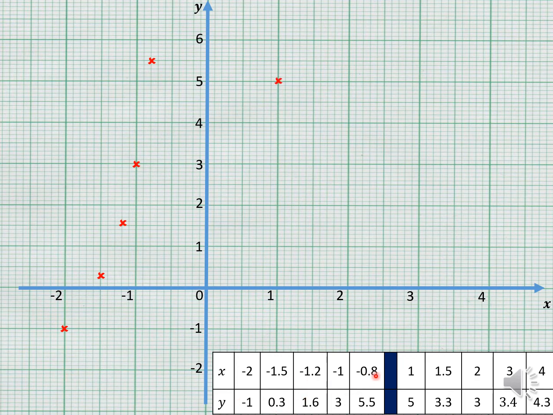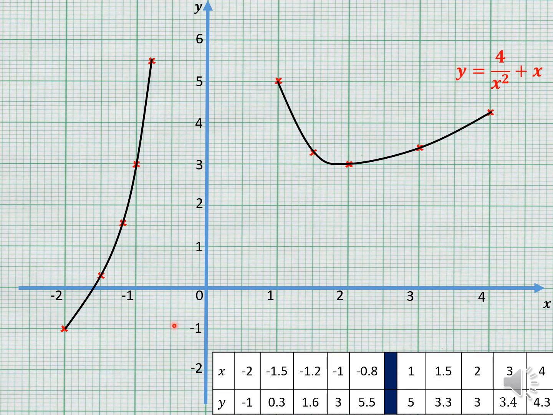So when I come to 1, 1.5, 3.3, 2, 3, 3, 3.4, the one that I have calculated, and 4, 4.3. When you have drawn them, after you have drawn your graph, you also label your graph. So this is the graph of y equals 4 over x squared plus x. We're going to go ahead and answer some more questions pertaining to this.